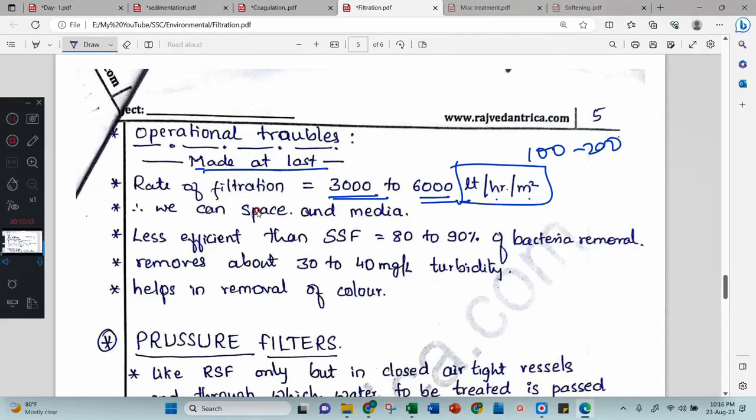Therefore, we can save some space. We can save space and that media. Media means that sand or gravel. That amount also you can save. It is less efficient than this one, because 80 to 90% of the bacteria removal is there. It removes about 30 to 40 mg per liter of turbidity also, and helps in removal of color. Okay, this again I will give you correct explanation later.